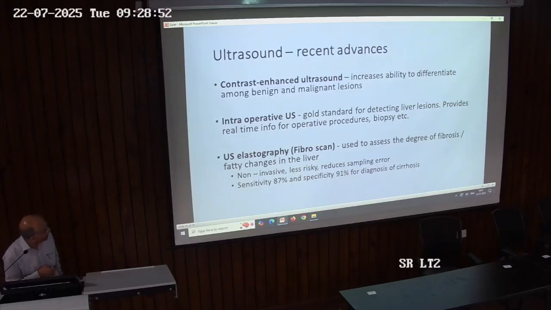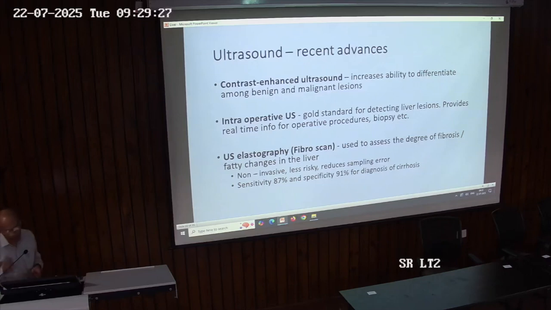Ultrasound is extremely useful when one is operating. Let us say one is operating for a liver tumor. You have removed the gross one which is visible to the naked eye, but there may be still some part which is hidden. So one does an ultrasound on the liver while in the operation theatre to see if the resection has been complete or there is something left behind, which is then also removed. That is intraoperative ultrasound.